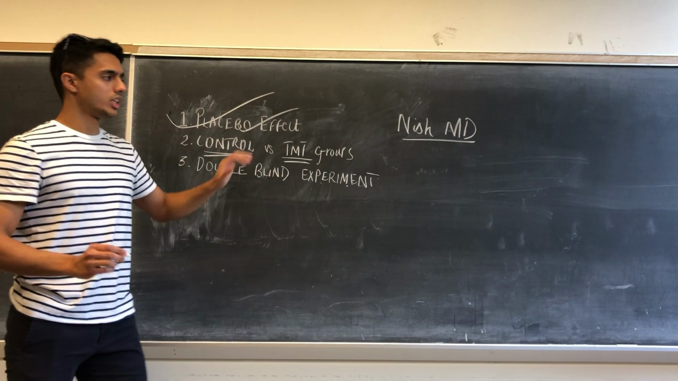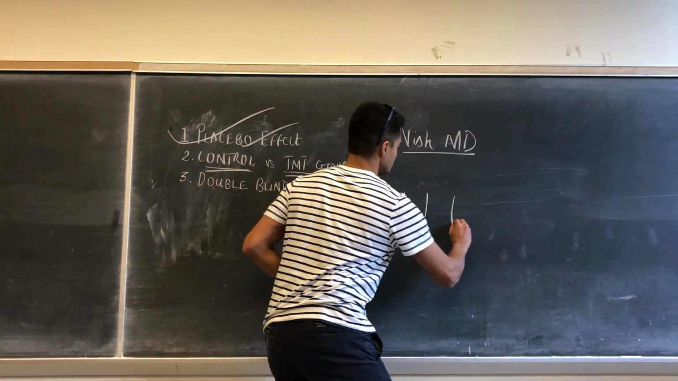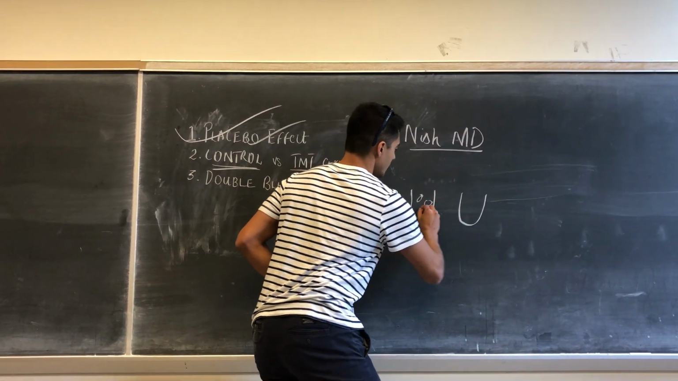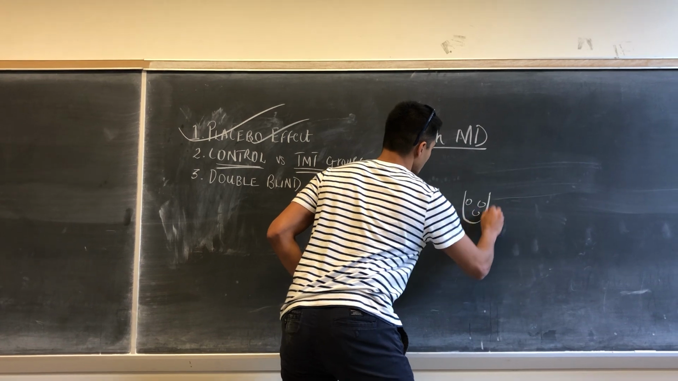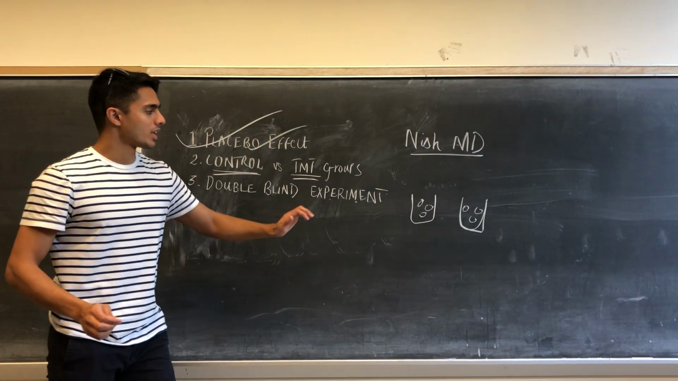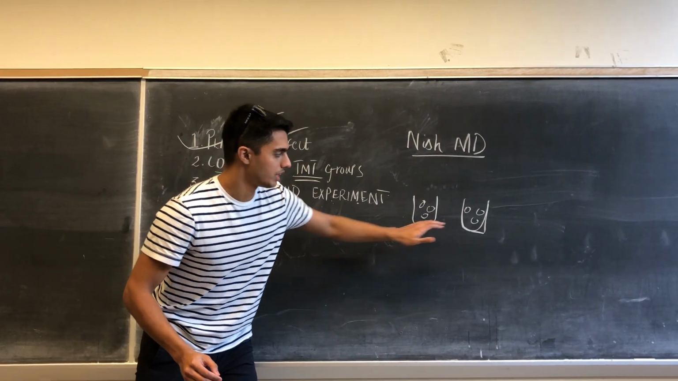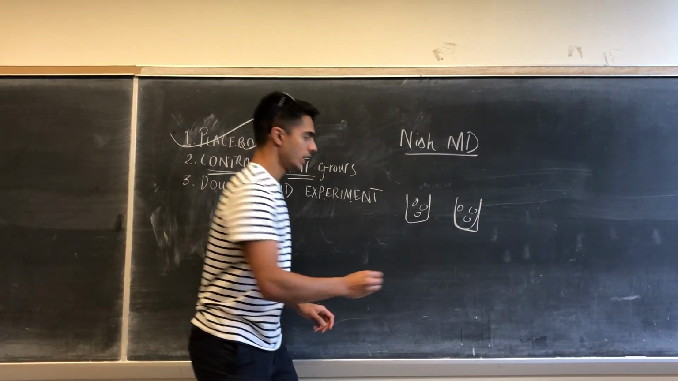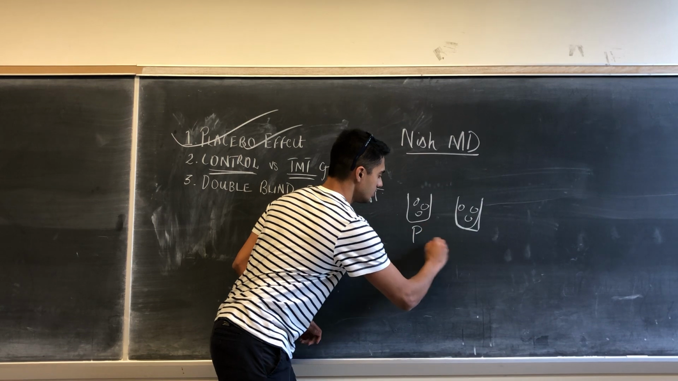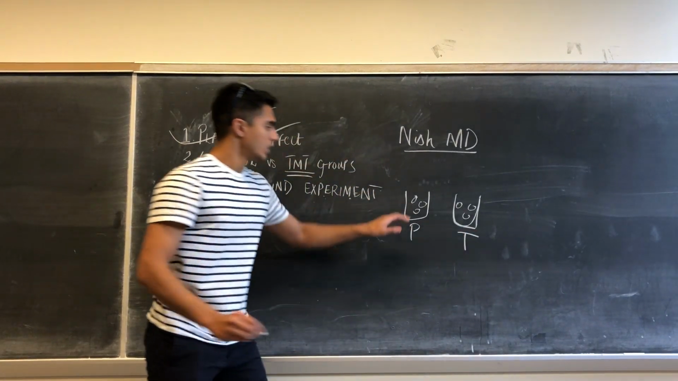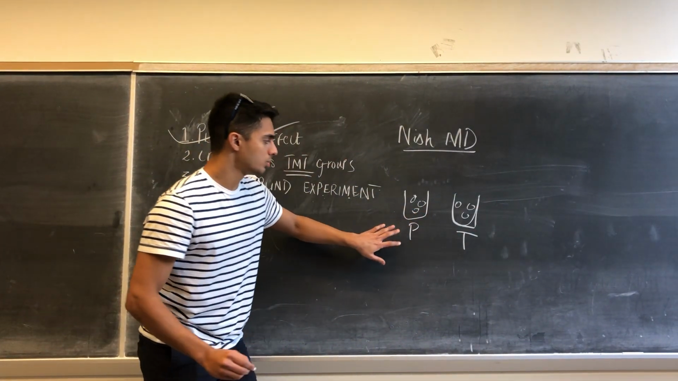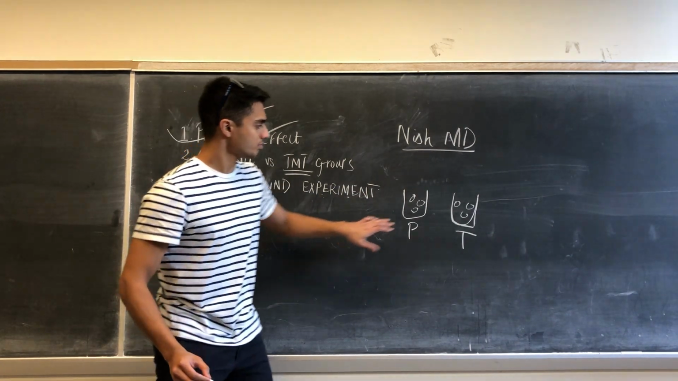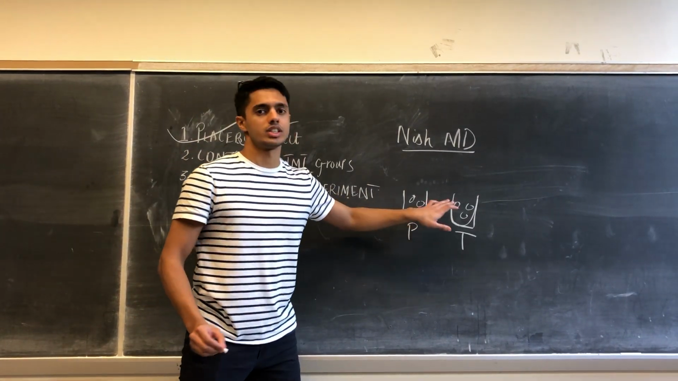A control group and treatment group, you can think of them as two groups that contain the same number of subjects, and they share all the same traits. The only distinction between the two groups is the treatment that they receive. The control group receives the placebo, and the treatment group receives the treatment.